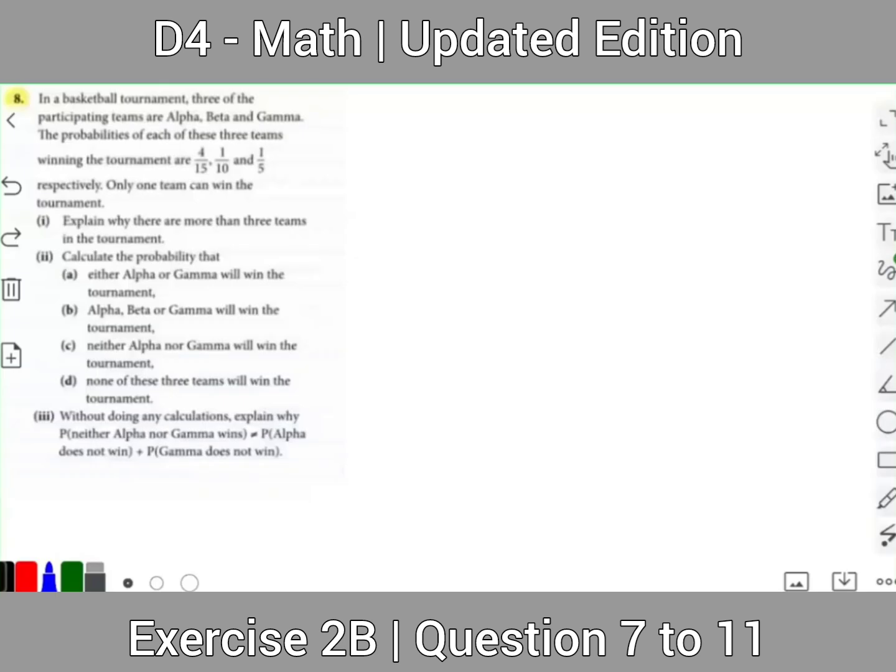In question 8, in a basketball tournament, three of the participant teams are alpha, beta, and gamma. The probabilities of each of these three teams winning the tournament are 4 over 15, 1 over 10, and 1 over 5, respectively. Only one team can win the tournament. In part 1, explain why there are more than three teams in the tournament.